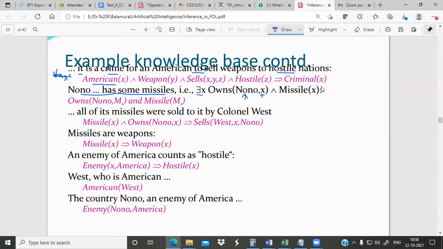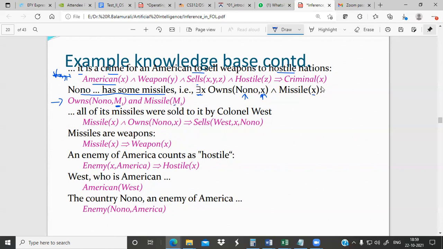And what is x? x is a missile, Missile(x). Now here also we should remove the there exists. As we have discussed in one of the previous lectures, there exists can be removed by performing existential instantiation. When you do that, you have to replace the variable with some constant. Hence we are replacing the variable with a constant, so we are removing the there exists and saying Owns(Nono, M1). This x is replaced with M1 and this x is also replaced with M1.